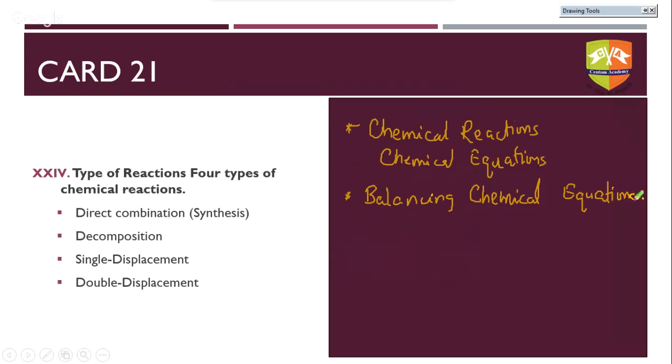And the third part of the entire chapter is what are the types of different reactions. So you can write types of chemical reactions, and what are their examples, etc.